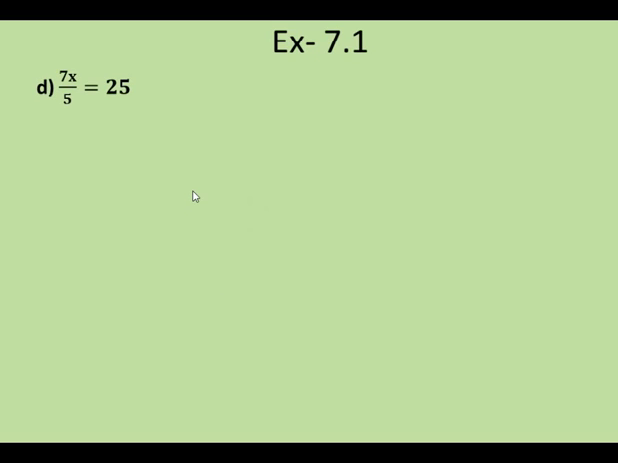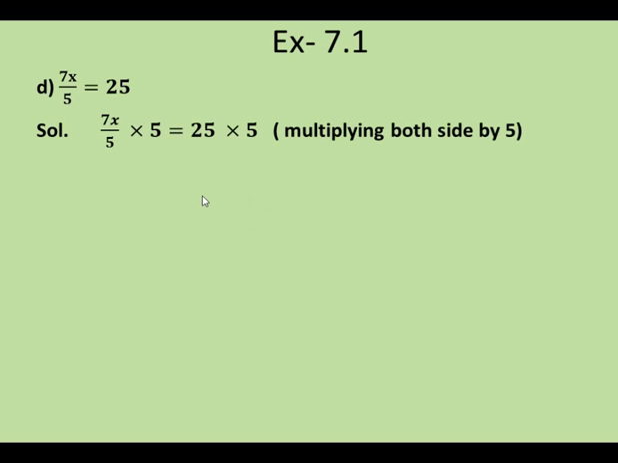Then we are having D part. 7x upon 5 equal to 25. So what we have done in first step, we have multiplied by 5 on both the sides. So 5 cancelled by 5. So 7x equal to 25 into 5, 125.